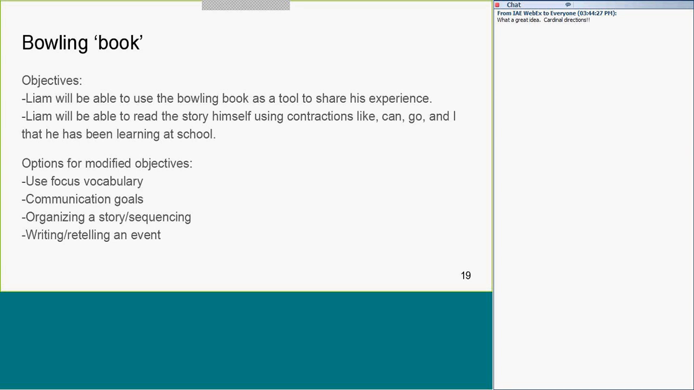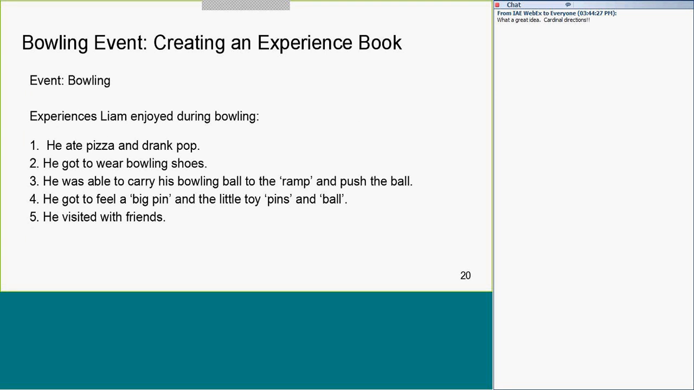But here are the objectives I had for the bowling book we made for him. Liam will be able to use the bowling book as a tool to share his experience. Liam will be able to read the story to himself using contractions like can, go, and words I've been learning at school. So I wanted to make a book that supported his learning at school. And for modifying objectives, excuse me, you can focus on vocabulary, communication goals, or story and sequencing. These books can be taken apart and you can work on beginning, middle, and end if that's one of your goals. Also can be used for reading or retelling an event.